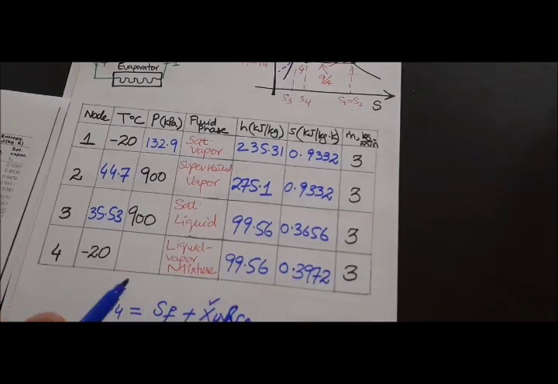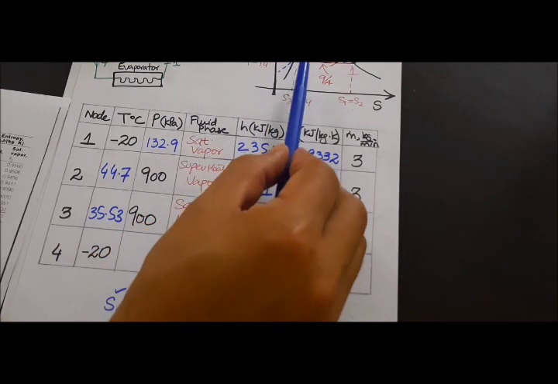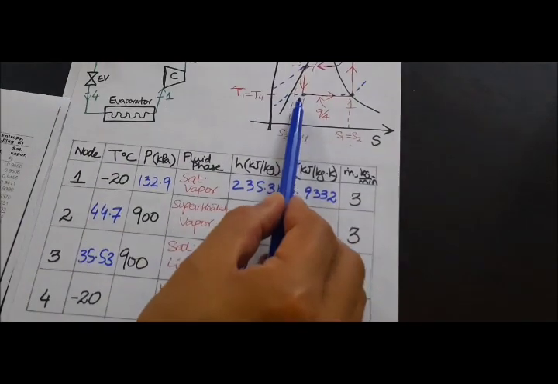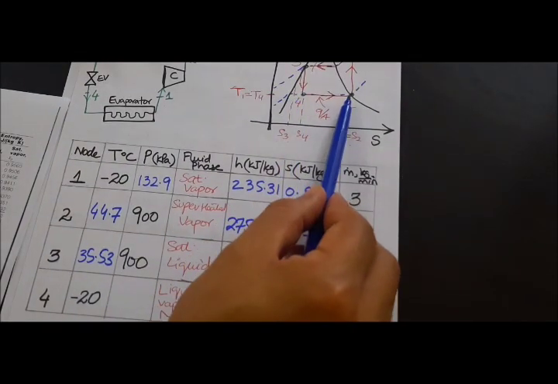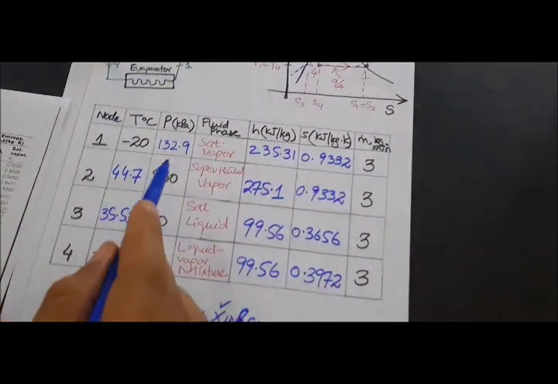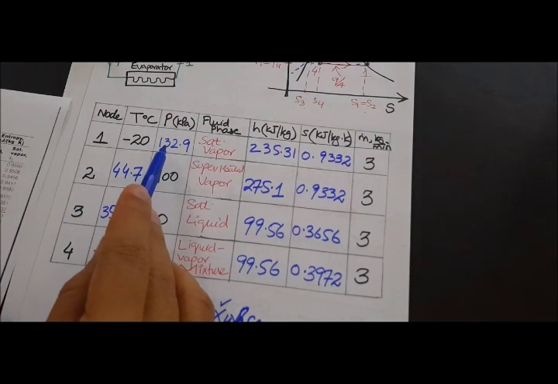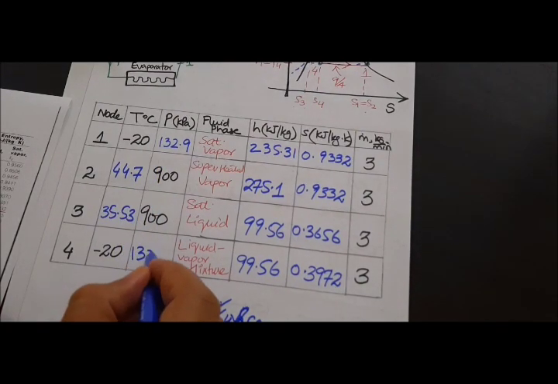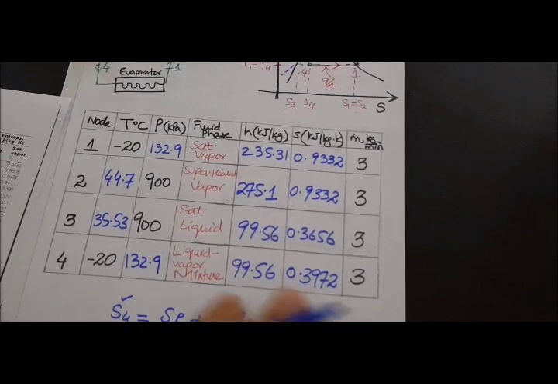0.3972 is S4. Now we can also calculate the pressure over T4. So what is the pressure at T4? The pressure at T1 would be the pressure at T4, since over here at P1 the pressure is 132.9 kilopascal.